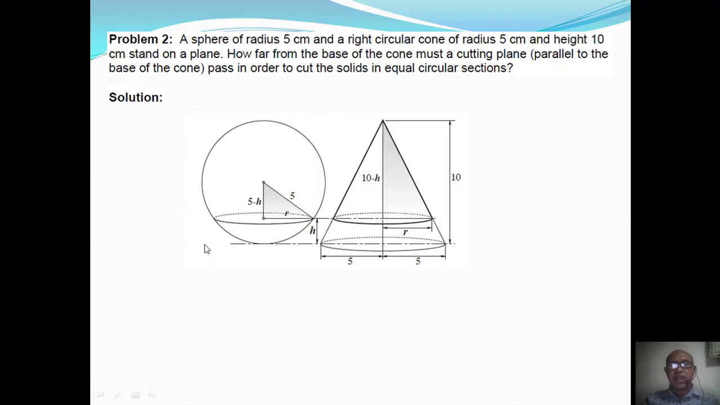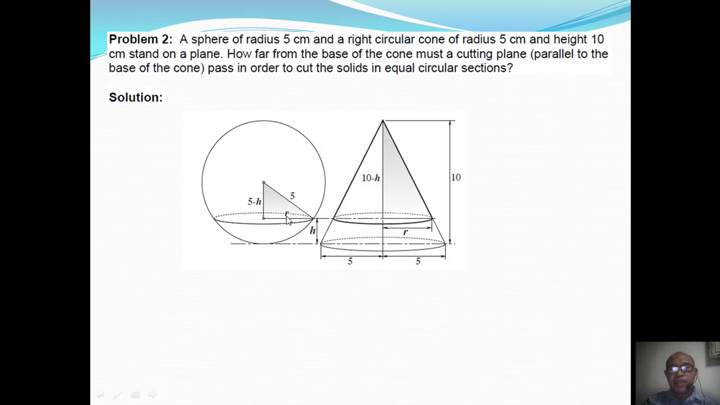So this is the plane, the base. Then we have the sphere with radius 5 cm, so the diameter is 10 cm. Then we have here the right circular cone with the radius at the base of 5 cm and a height of 10 cm. Let us say the plane parallel to the base passes through here such that the two solids will be cut into circular sections of equal radii.